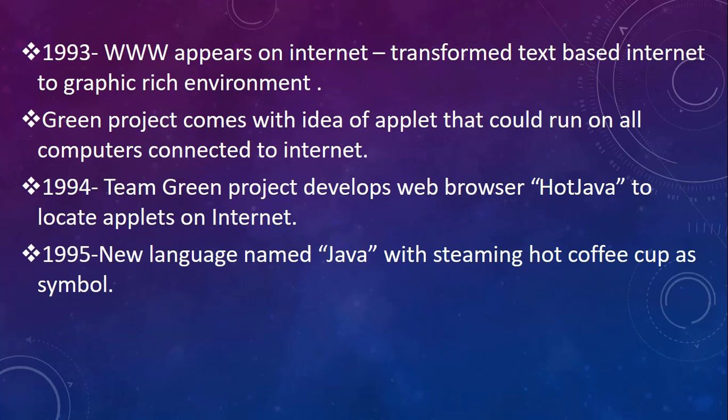Till 93 and 94, till WWW appeared on the internet, this Oak language was used internally in Sun Microsystems. But as the team proposed the idea of the applet in 93 and were able to come up with a web browser just during that time, the issue with the name of the Oak language appeared. They came to know that there is another product with the same name, Oak. So they had to rename the product, and in 95 they named that same language with a new name, that is Java.